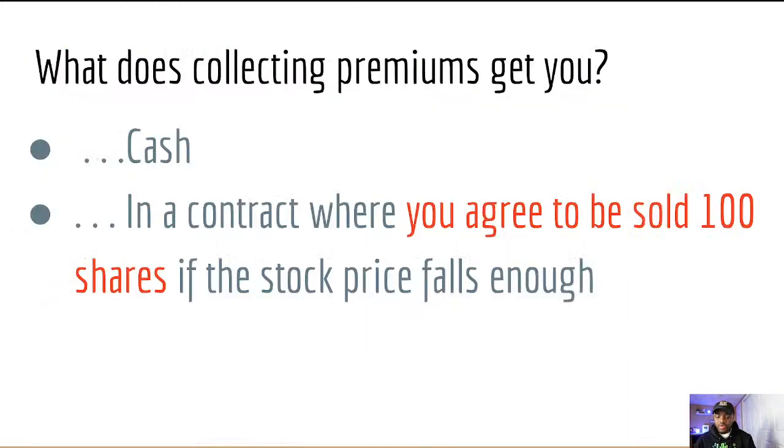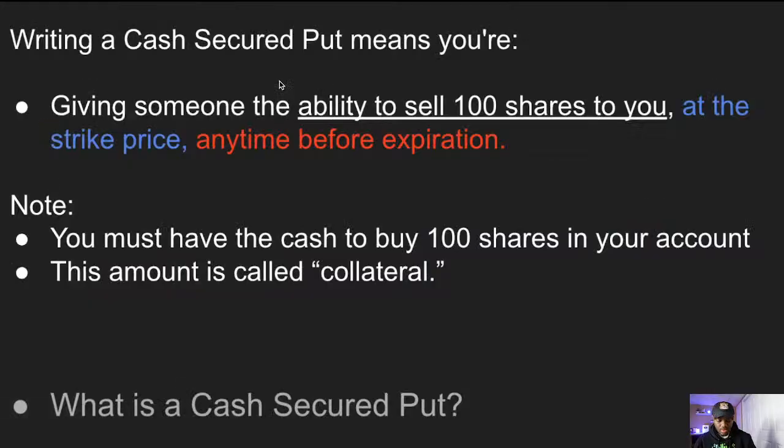Let's get more granular with it. Let's get to a formal definition. Writing a cash secured put, this is what this is about. What does it mean? It means you're giving someone the ability to sell 100 shares to you at the strike price anytime before expiration. But they won't sell it to you if the stock price is going up. They only sell it to you if it's going down drastically. This is why we sell puts when you think the stock is going to go up.